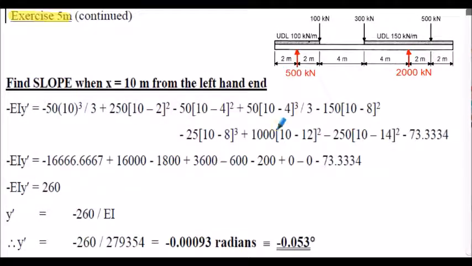Exercise 5M, we've now got to find the slope when the x value is 10 meters from the left-hand end. So we simply put the value of 10 wherever we see an x in our equation 2a, and ignore terms where the square brackets have negative values. Let you wander through the evaluation here, but we should find that the slope at 10 meters in from the left-hand end is negative 0.053 degrees. A very small slope here, but it's a negative slope.